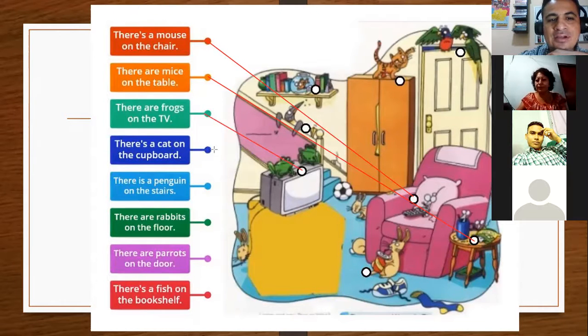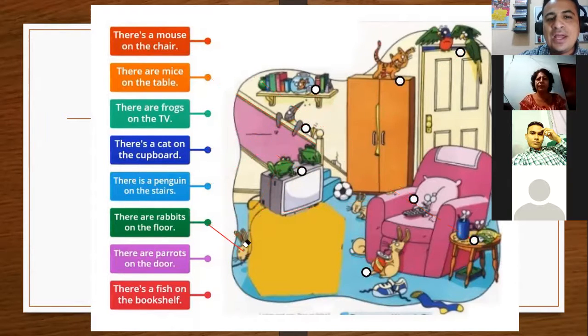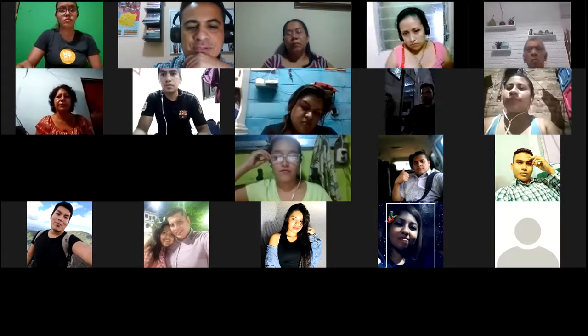There is a cat on the cupboard. There is a penguin in the stairs. There are rabbits on the floor. Aquí hay otro. There are parrots on the floor. There's a fish on the bookshelf. Okay? Very good, right? Esta es otra práctica de there is and there are, pero ustedes pueden ver, ¿verdad? Si estoy hablando de singular, there is, plural, there are. Okay.